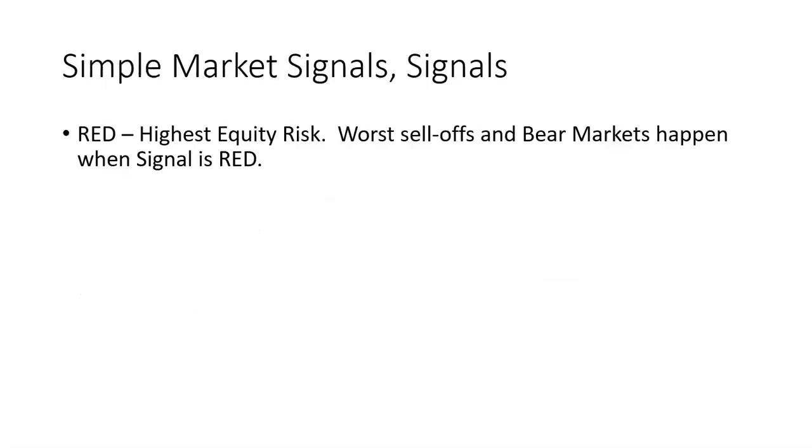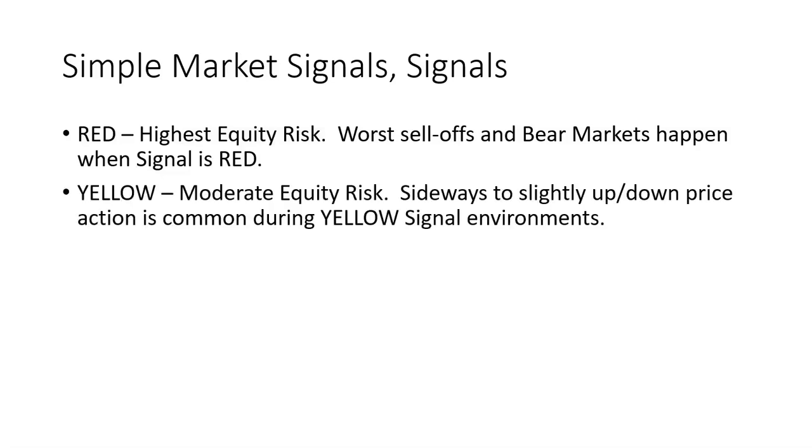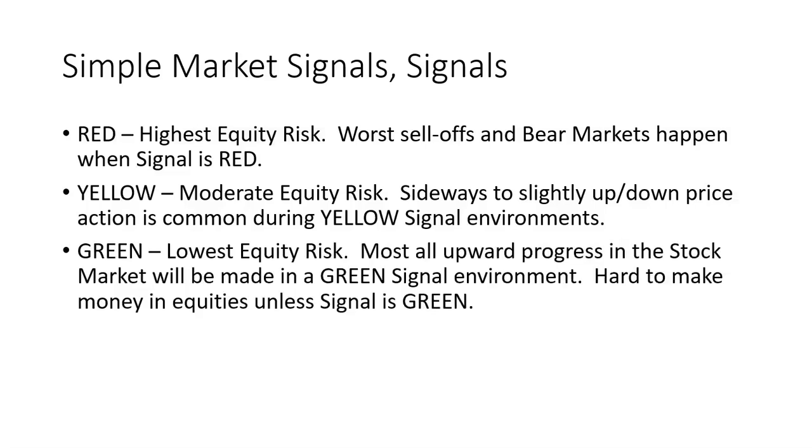Now let's take a look at the signals. The red signal has the highest equity risk associated with it, and the worst sell-offs, including bear markets, will happen when the signal is red. When the signal is yellow, this means that equity risk is moderate, and sideways to slightly up or down price action is very common during a yellow signal environment. The green signal is the best signal. It has the lowest equity risk associated with it, and most all upward progress in the stock market will be made in a green signal environment. Said another way, it is very hard to make money in equities unless the signal is green.